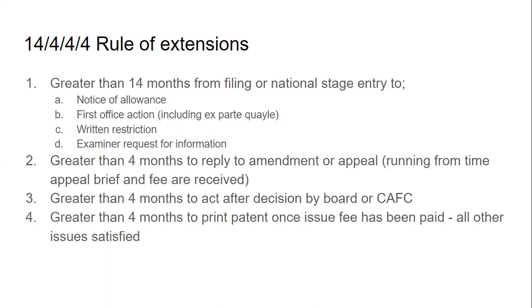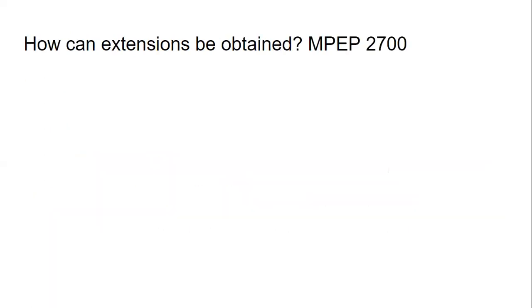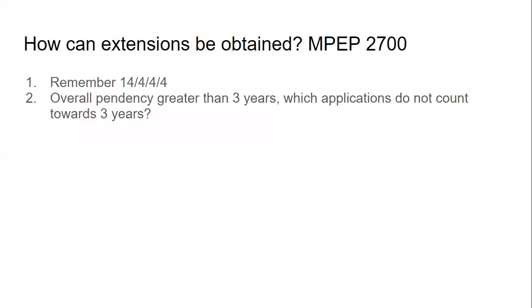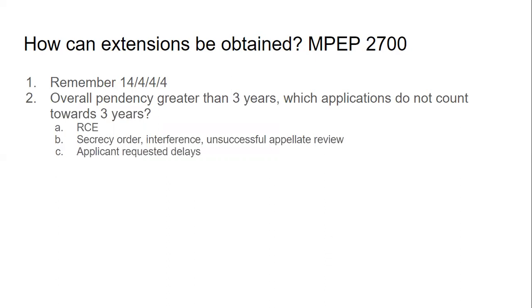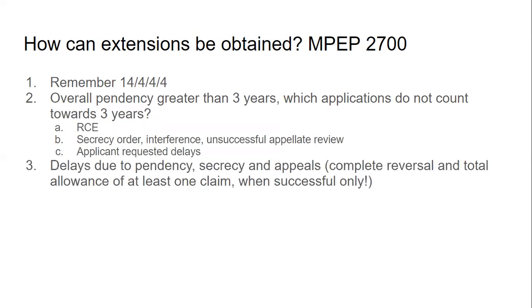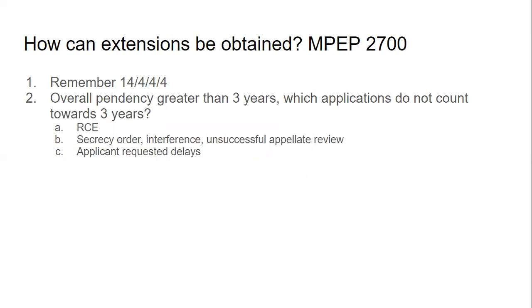So this 14444 provides a basis for which a patent term can be extended, and this is one of the bases that it can be added up by. Then as far as how the extensions can be obtained, there's the 14444. If the overall pendency is greater than 3 years, and then there are certain applications which, when they're put forth, mess up the 3 years. That's going to be an RCE, a secrecy order, interference, and unsuccessful appellate review. And if the applicant requested delays, so suspension of action, those sort of things.